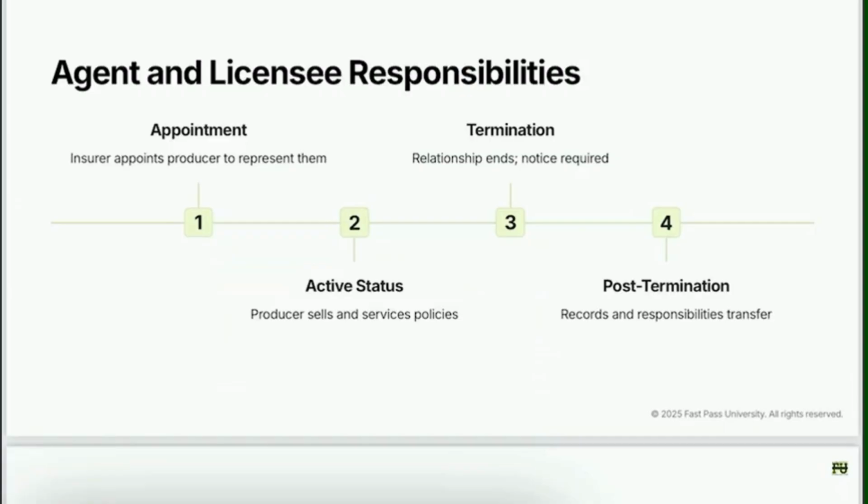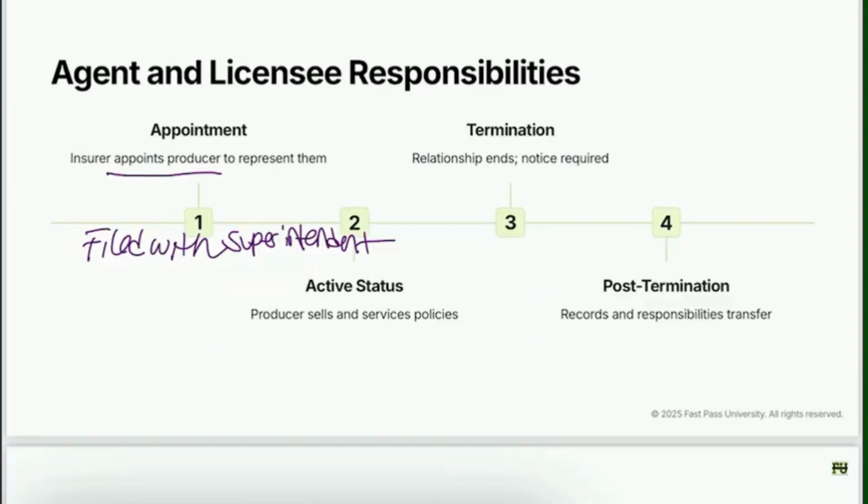And while you are working for them, you are considered in active status. You are selling and servicing policies. Once you no longer work for that company, if you were terminated or decided to leave and that relationship ends, if you are terminated, a notice is required. The insurance company must, in writing, because everything in insurance needs to be in writing, notify the agent or producer.